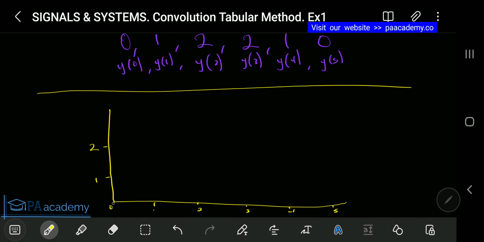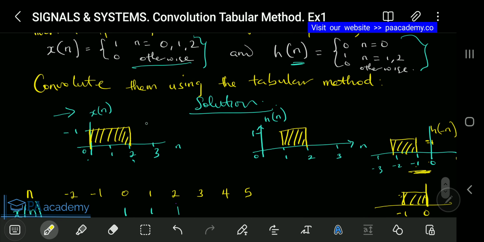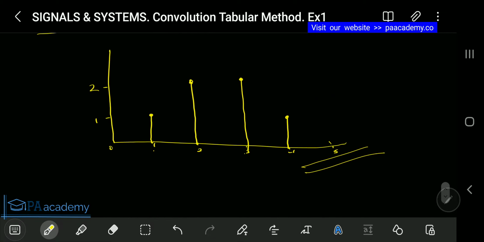So if you are to sketch what we have here, that means we are going to be having at y of 0 it is 0, at y of 1, that means this one, at 2 it is 2, then at 3 it is also 2, at 4 it is 1, then at 5 it is 0. So this is what is called the convolution of these two. That's this and this. Exactly. So that's how to go about convolution using the tabular method.